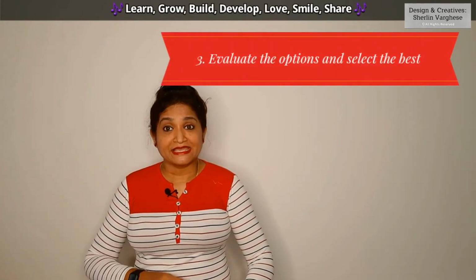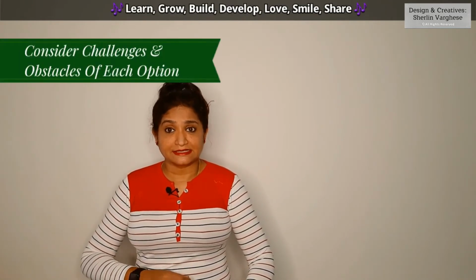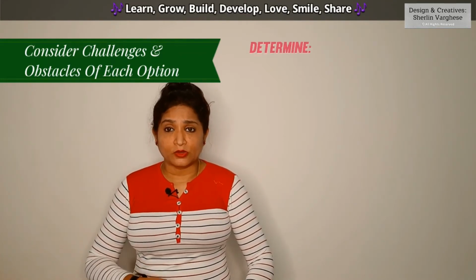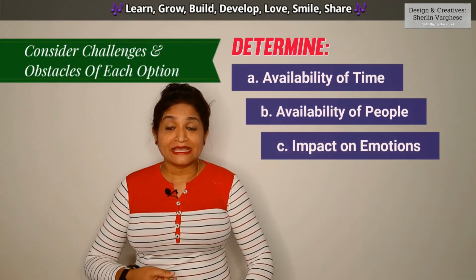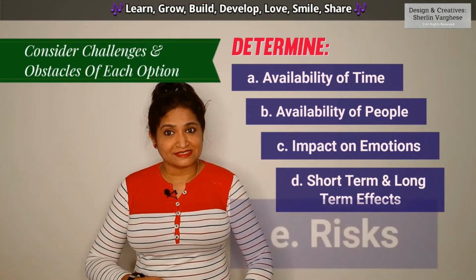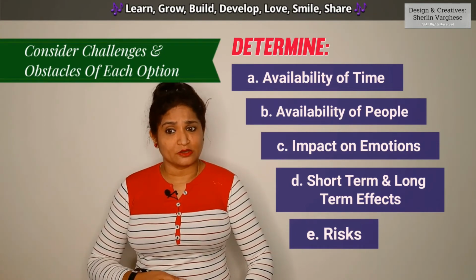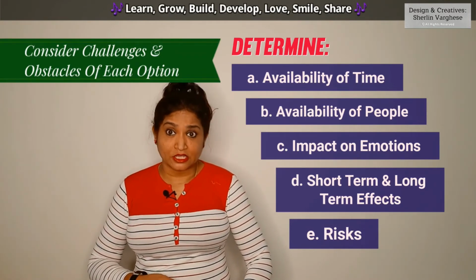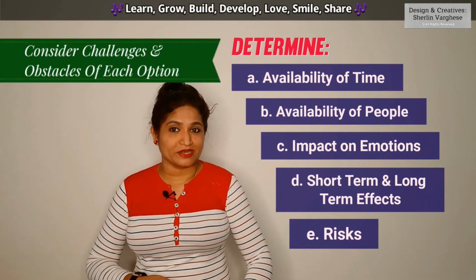The third one, evaluate the options and select the best. Now here you need to consider the challenges and obstacles you will face with each option. Determine the availability of resources like time, people, emotions involved, short-term and long-term effects, risks involved, etc. to meet the options. It may be a mix of more than one option also sometimes. Decide your first and the last step well in advance. Foresee the solution from all angles and its impact, and then finally confirm the best favorable one.